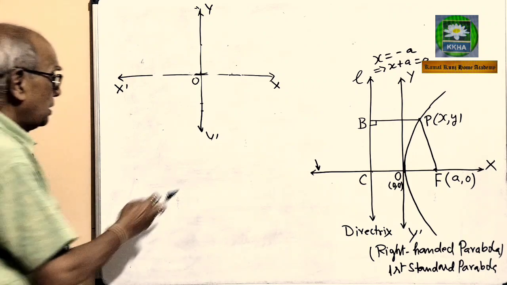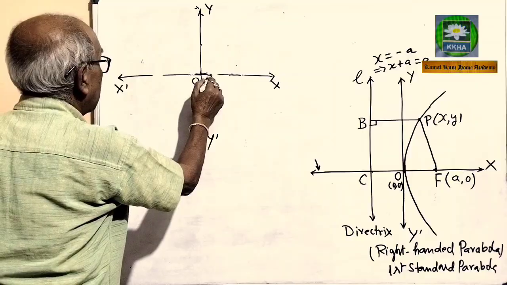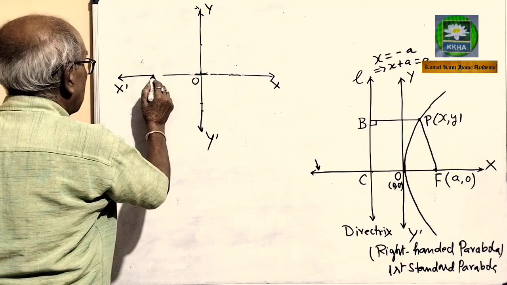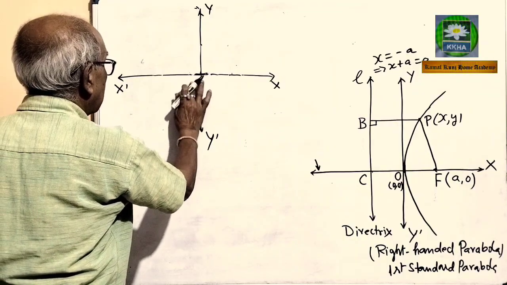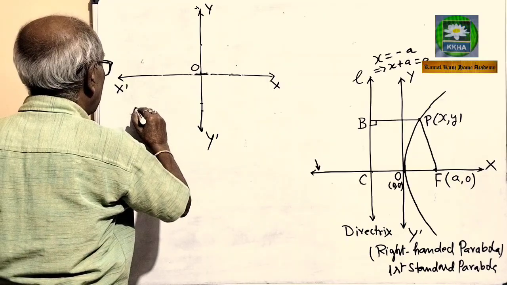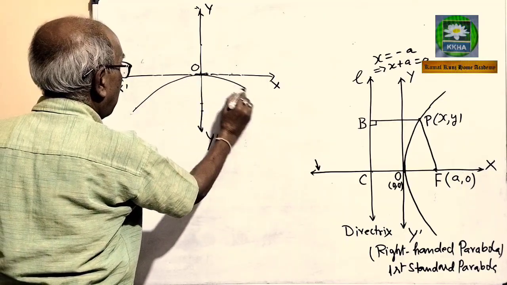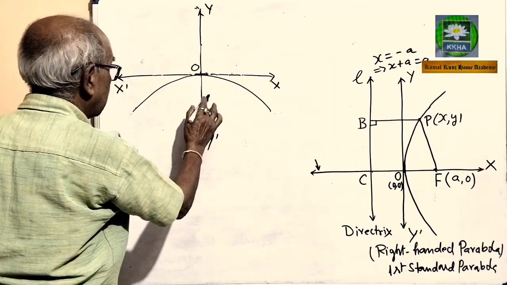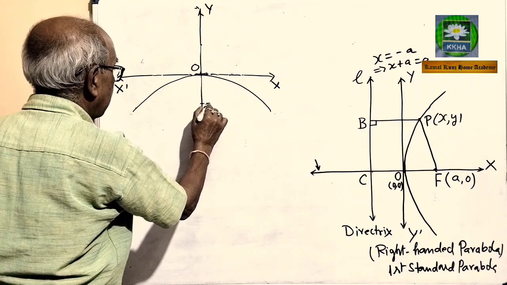Fourth is downward. Coordinate axes are x dash o x and y o y dash. Downward parabola will be, suppose this is the vertex. So this will be downward parabola. Focus will be here. Suppose this point is F, that is focus.